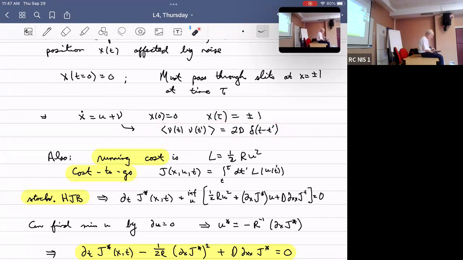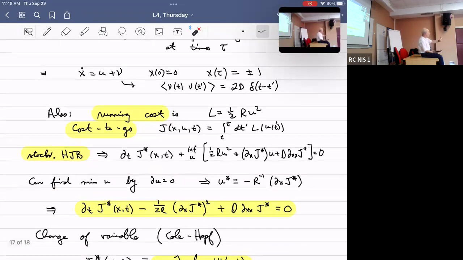And our cost is going to be, I'll give it a coefficient, a half r u squared. And so the cost to go is the integral from time t to tau of this function here. We can put this into the stochastic Hamilton-Jacobi-Bellman equation. And so this is our running cost. It's in terms of the J star, which we're trying to figure out. So we have a derivative here times u, which we had before. And now we have a second derivative for the diffusive term that involves the noise d.